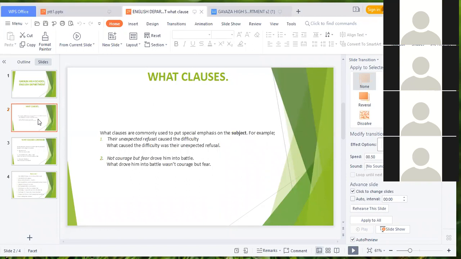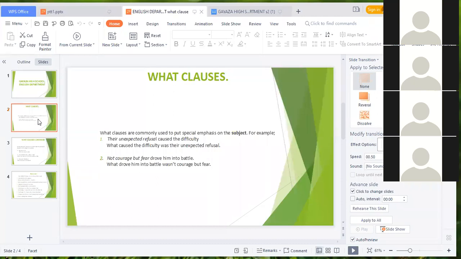It doesn't really put emphasis on anything. But when we say, what caused the difficulty was their unexpected refusal, here the what clause is used to emphasize what caused the difficulty, which is their unexpected refusal. So basically, in our rewrite questions, we shall be called upon to rewrite using the what clause.